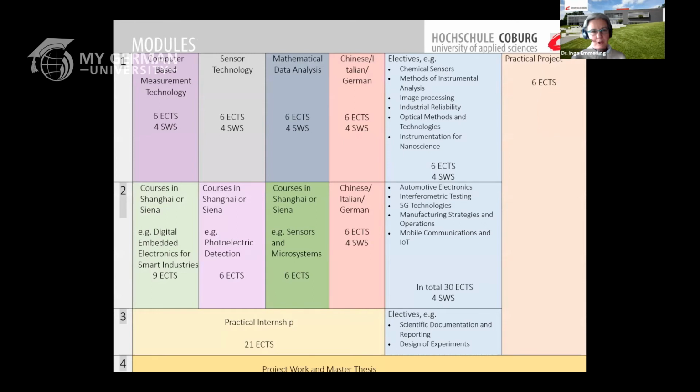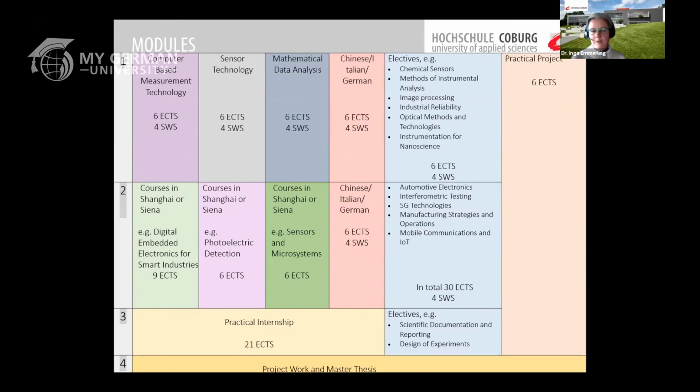Here you can see our modules. In Coburg the main courses are computer-based measurement, sensor technology, and mathematical data analysis, and German, which is also included in the program. So you learn some German to get along. For the electives, you can choose chemical sensors or methods of instrumental analysis, image processing, industrial reliability, also optical methods and technologies we offer. And also, for example, we have external lecturers for instrumentation for nanoscience.